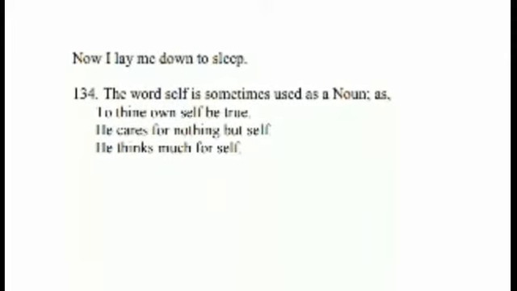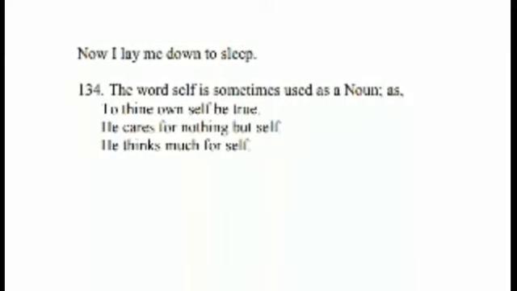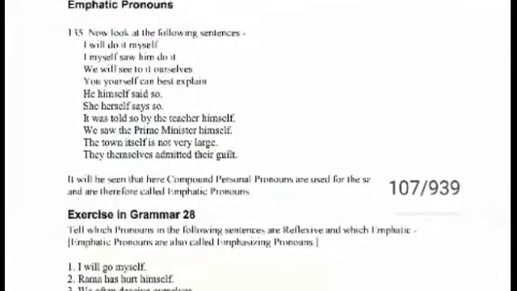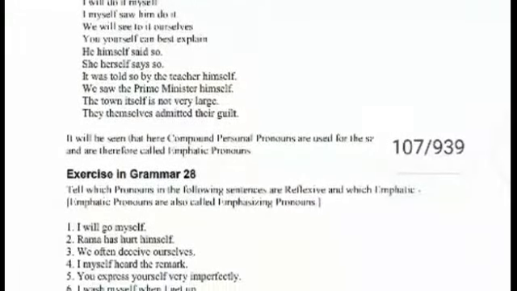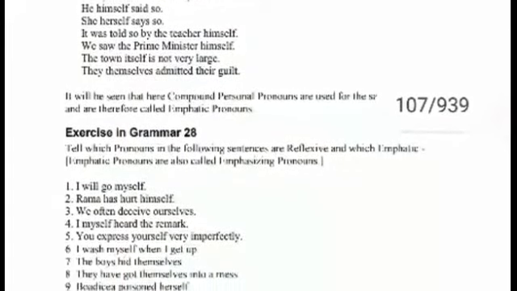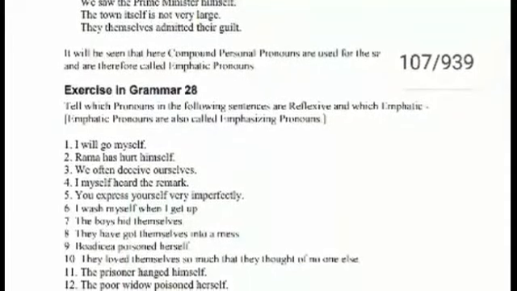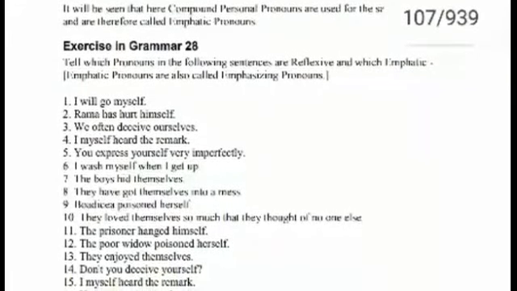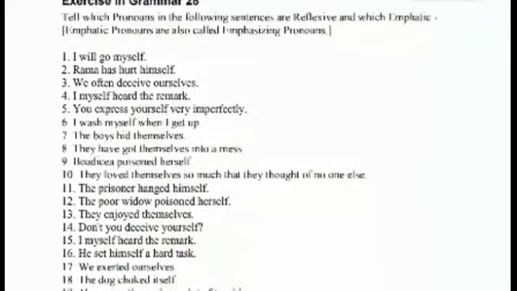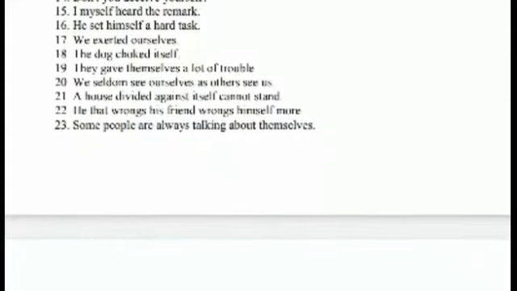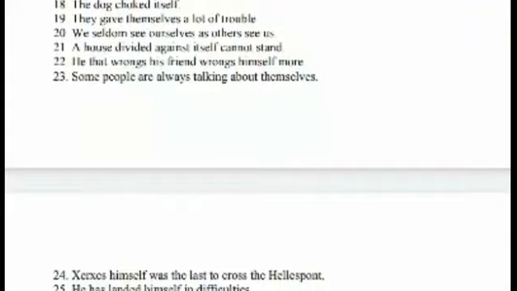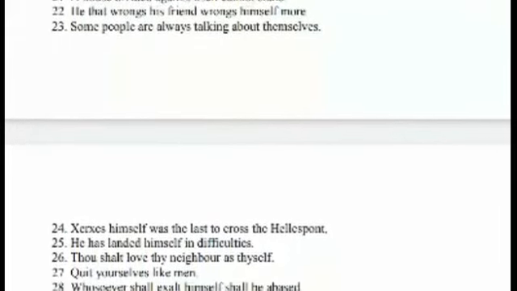Next, emphatic pronouns. Some more examples. I will do it myself. I myself saw him do it. We will see to it ourselves. You yourself can best explain. He himself said so. She herself says so. It was told so by the teacher himself. We saw the Prime Minister himself. The town itself was not very large. They themselves admitted their fault. It will be seen here compound personal pronouns are used for the sake of emphasis and are therefore called emphatic pronouns.